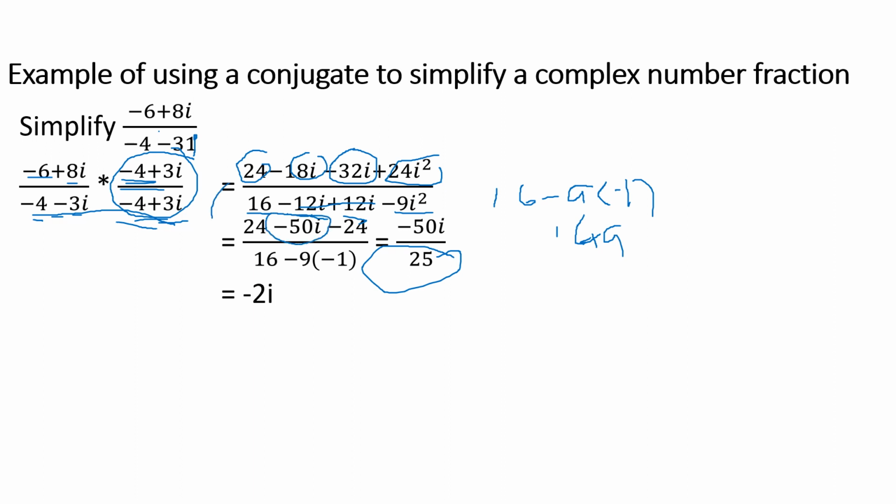We've got 24 down here. And then plus 24i squared is the same as 24 times negative 1, because i squared is negative 1. So really all I've got here is 24 minus 24. They cancel out. All I'm left with is negative 50i over 25. 25 goes into 50 2 times. So all I'm left with really is negative 2i.